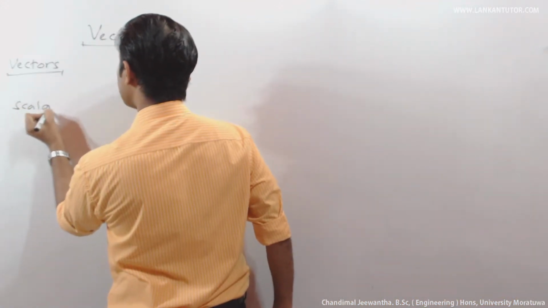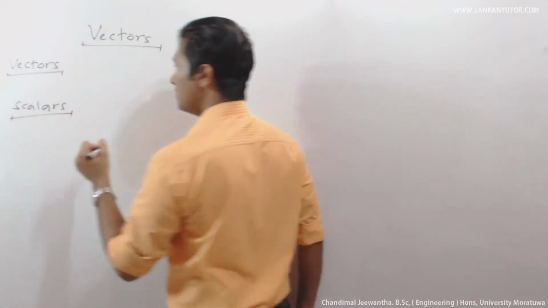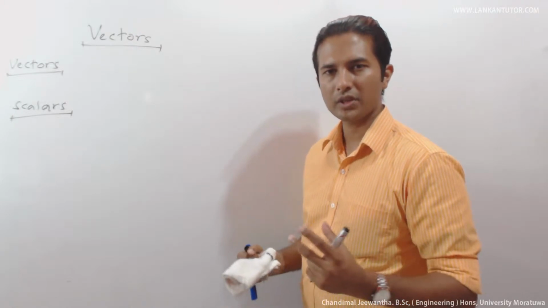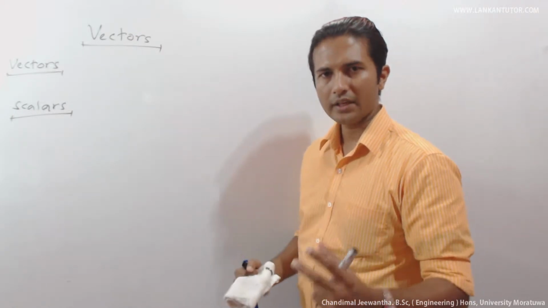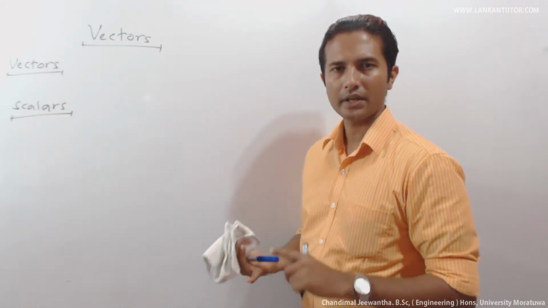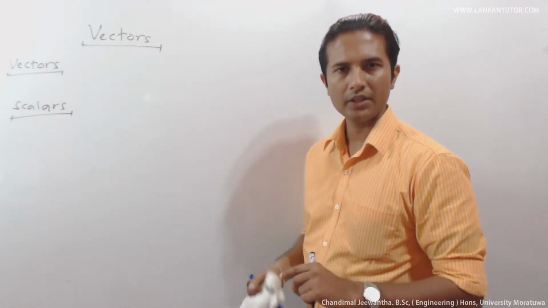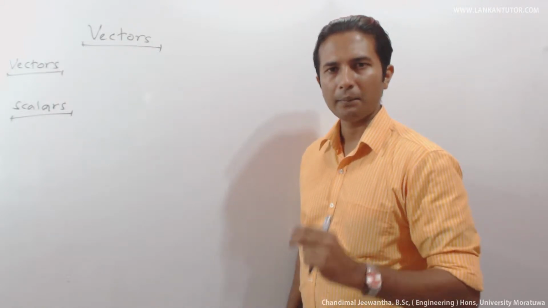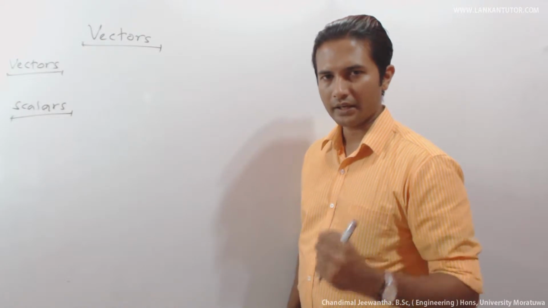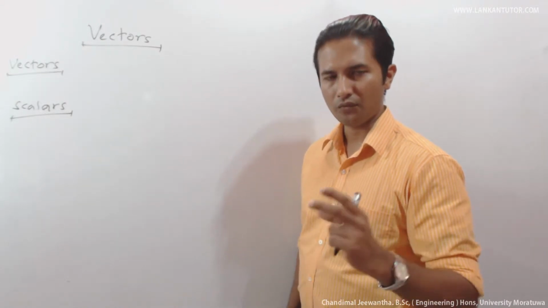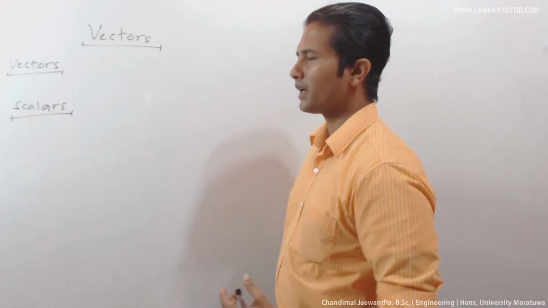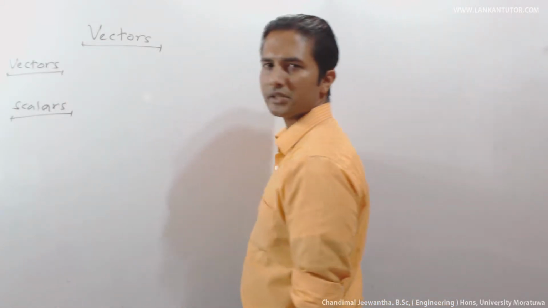What are the scalars? Scalars are the physical quantities which contain only the magnitude, unlike the direction. For example, time, pressure, energy, magnetic flux, then what else? Then area, volume, density. There are several examples under scalars.